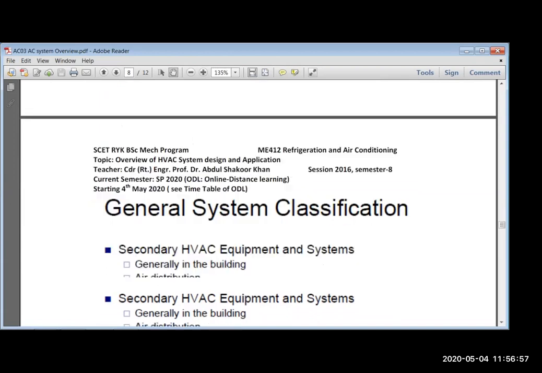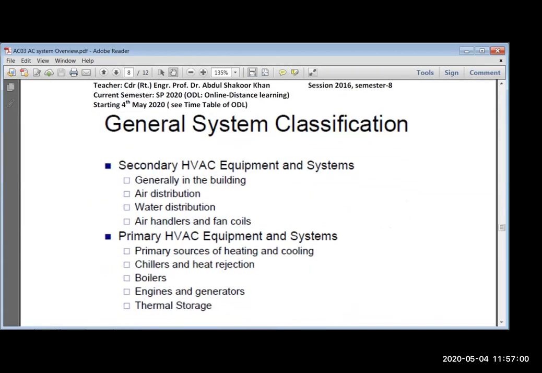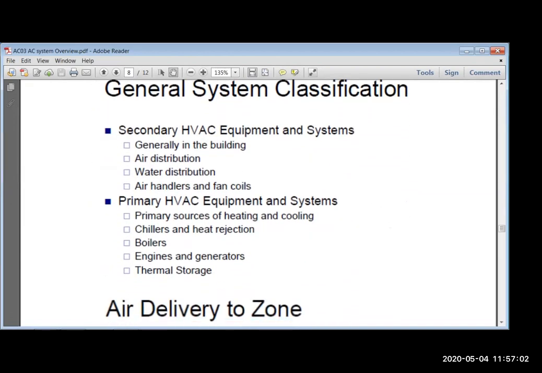This is a lengthy lecture. So, general system classification, we will go to next. Inshallah, we'll cover it in the next lecture, which will be tomorrow at 9:30.